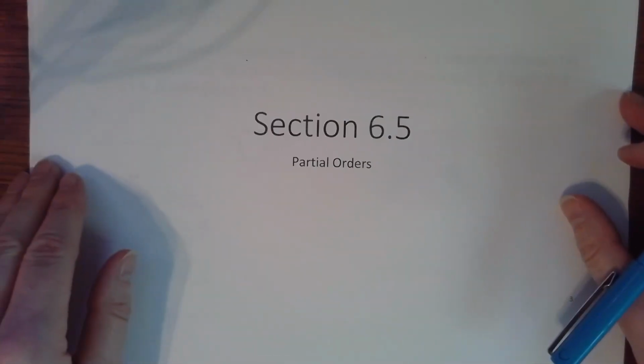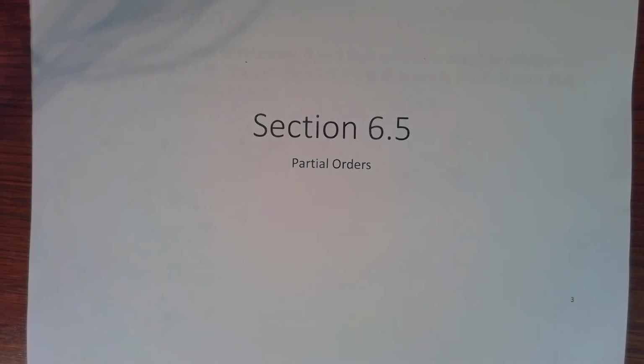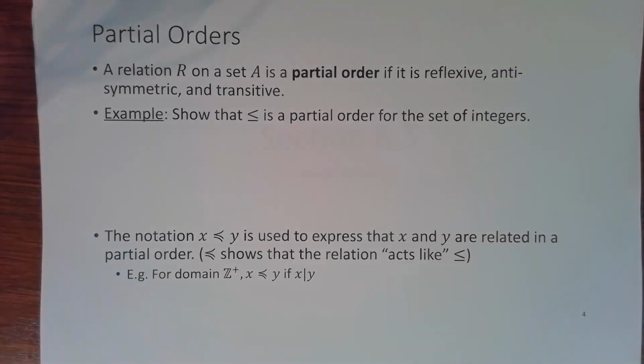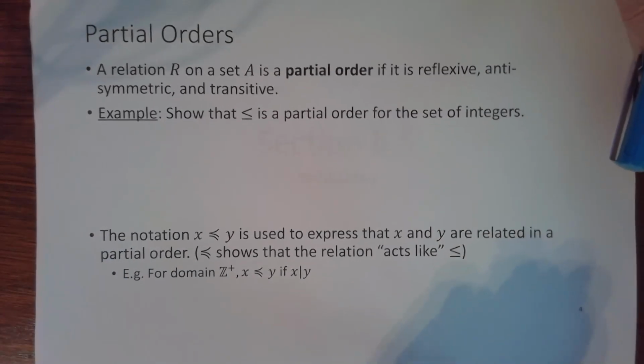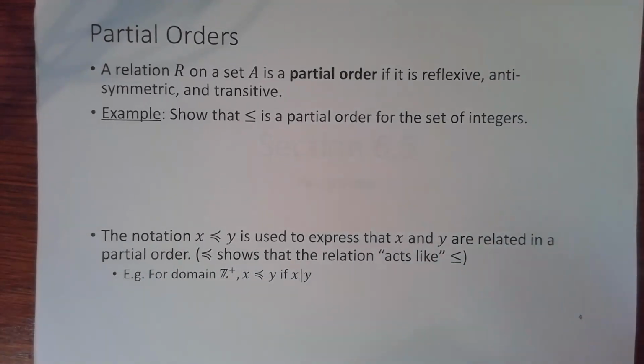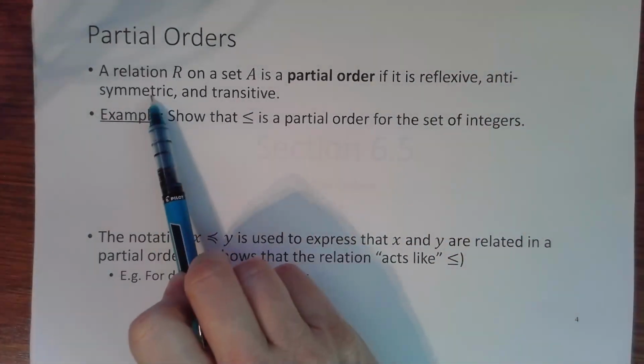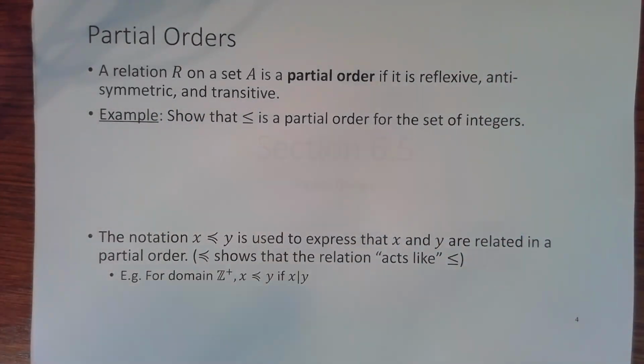Okay, we mostly want to look at, in this video, section 6.5, which is about a special kind of relation called a partial order. So remember, we have a bunch of different properties that relations can have, and a partial order is a special relation that has 3 of the properties we've talked about. So a partial order is reflexive, antisymmetric, and transitive. So if it has those 3 properties, it's called a partial order.